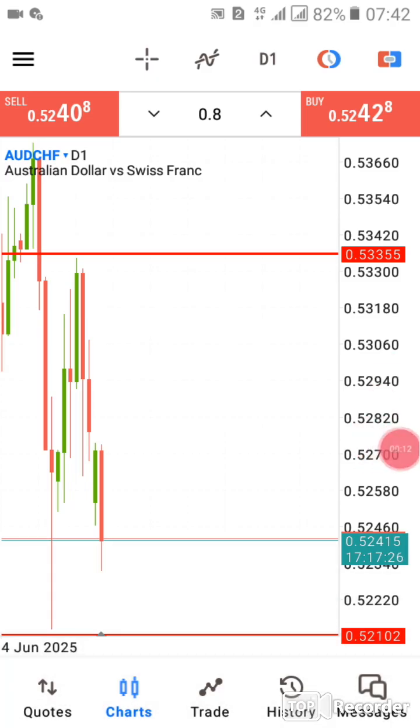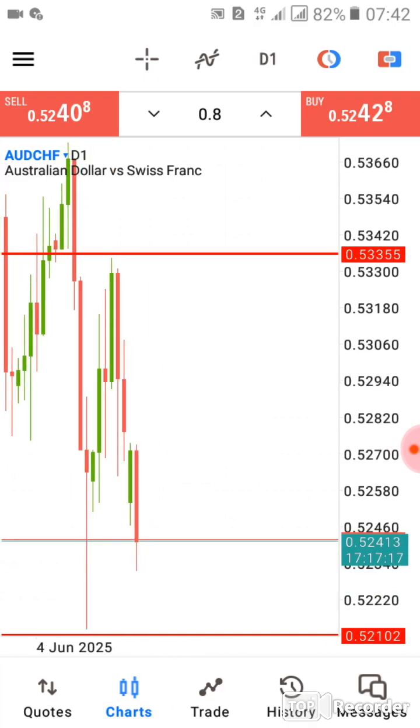A quick look at this particular currency pair we're looking at over the weekend. We checked it, AUDCHF. Yes, it's what we're looking at.